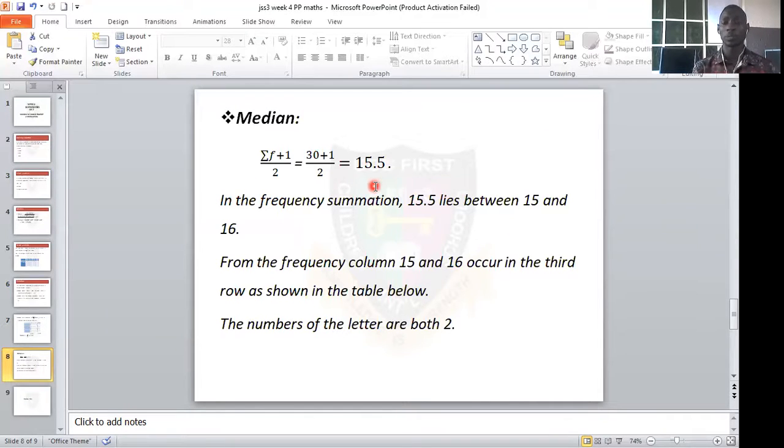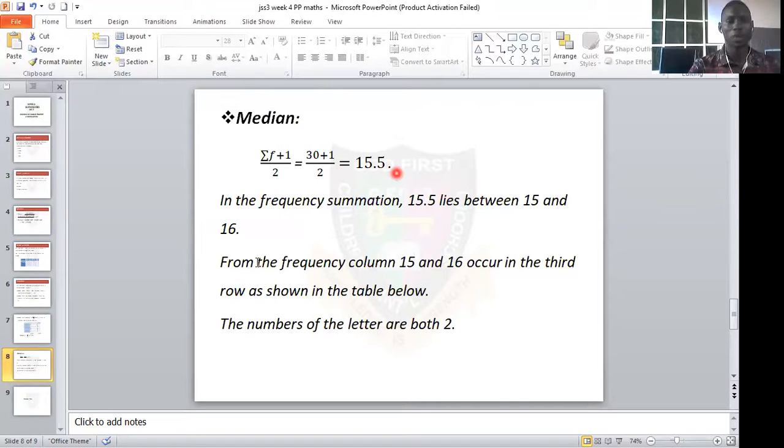So we go to our frequency table like we did last time. We find the number that falls under 15.5. That is your median. So in this case, 15.5 is in between 15 and 16. The sum of 15 and 16 divided by 2 will give us 15.5. So 15.5 follows this value.